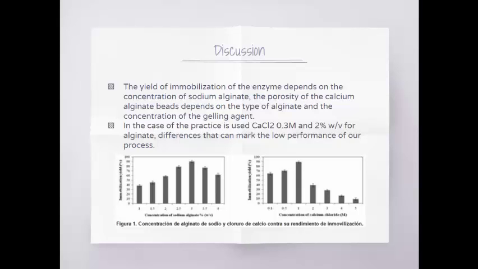The yield of immobilization of the enzyme depends on the concentration of sodium alginate. The porosity of the calcium alginate beads depends on the type of alginate and the concentration of gelling agent. In the case of the practice, calcium chloride 0.3 molar and 2% weight over volume of alginate were used, a difference that can mark the low performance of our process. As is shown, we can see the concentration of sodium alginate and calcium chloride with their yield of immobilization.